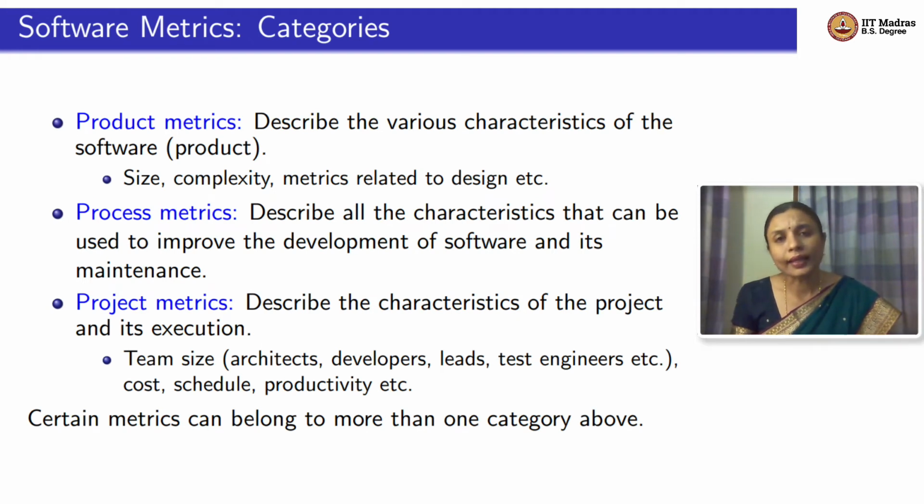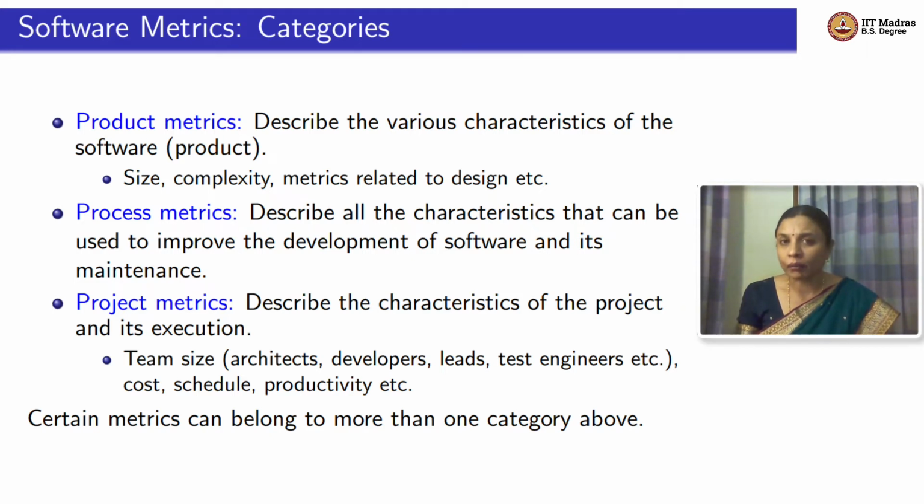There are various kinds of software metrics available. A set of metrics that focus on the final product, that is the software itself. A set of metrics that focus on the procedures, the development life cycle processes, those are the process metrics. And a set of metrics that focus on the project aspects of it. So the first one is product metrics. It describes the various characteristics of software as the final product.